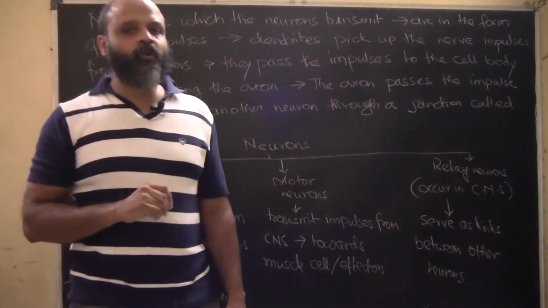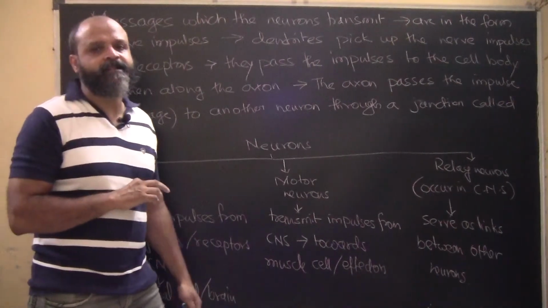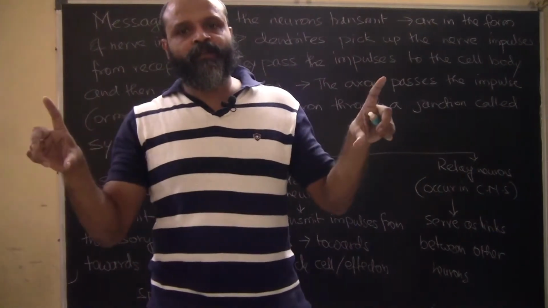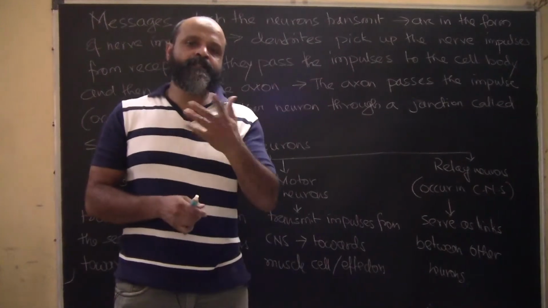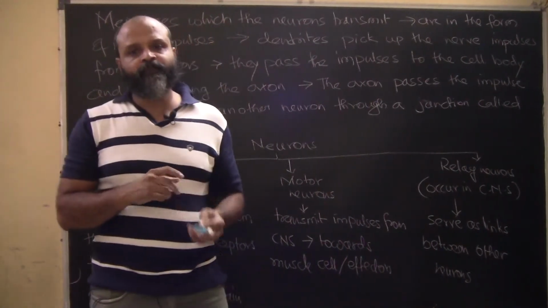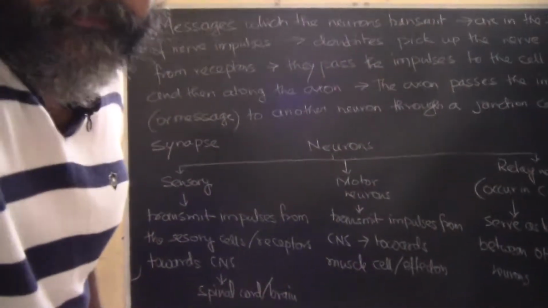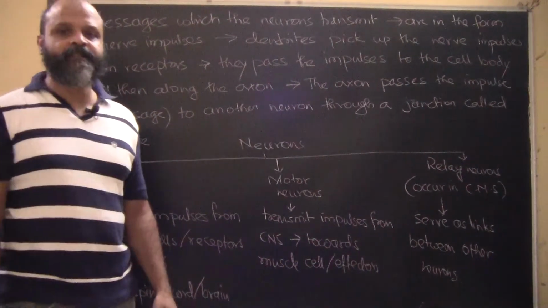Okay, so here we have, in the previous slides, discussed what an axon is and what a nerve cell looks like, what a dendrite is, what the nerve endings are, what a myelin sheath is, and what the nodes of Ranvier are. So these are things that we have already considered in the previous slides.